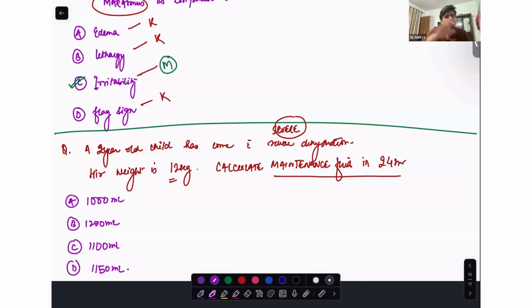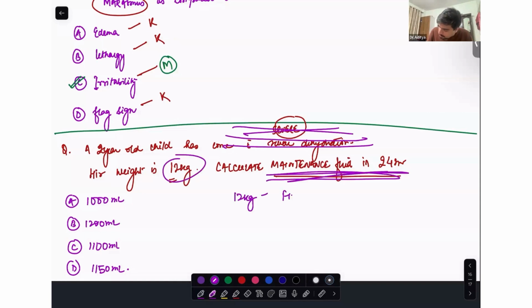Someone rightly pointed out, no relation with this severe dehydration. That's a distractor. The examiner is trying to distract you. He's asking you maintenance fluid. He's giving you weight. So 12 kg becomes what?